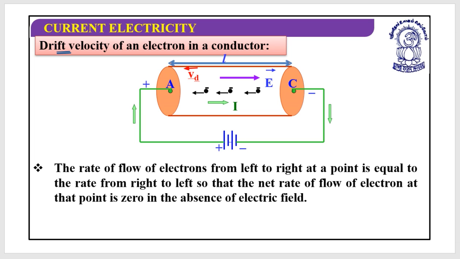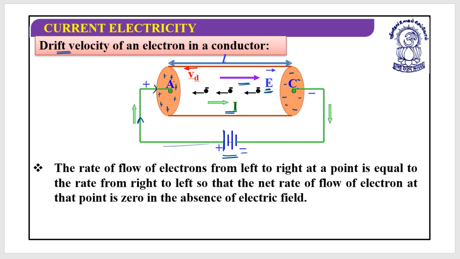So let's look at this situation and come to the drift velocity. This is the conductor, and it has been connected with the battery. This is the positive terminal of the battery, this is the negative terminal. The electric current, as we assume, is moving in this direction. As I know this is the positively charged plate and this is the negatively charged plate, the direction of the electric field will be from the positive to the negative plate.